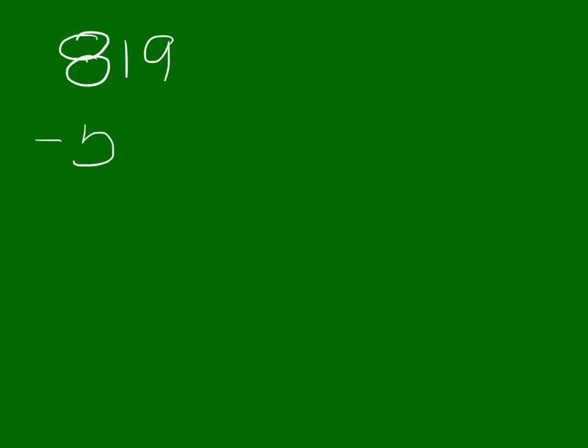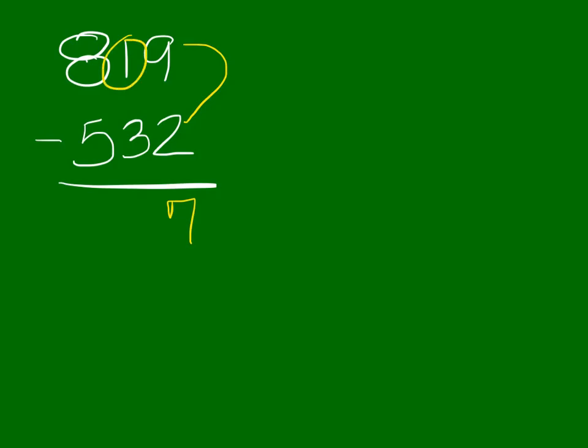819 minus 532. On this problem, you can do 9 minus 2 to get 7, because 9 is larger than 2. But if you go over to this one, it's 1 minus 3. You can't do that. So borrow 1 from the 8, make it a 7, and put that 1 there to make 11. 11 minus 3 is 8. And then you have 7 minus 5, which is 2.